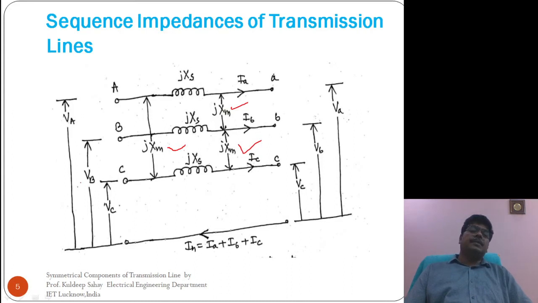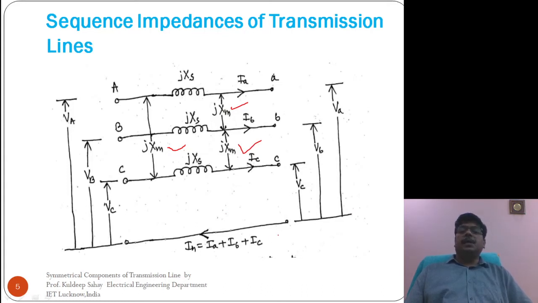At the sending end, the voltage with respect to the ground or neutral is VA for phase A, VB for phase B, VC for phase C. While at the receiving end, it is small va, small vb, and small vc for phases A, B, and C. While this return path is far away, so that mutual inductance is not affected. So there is no mutual inductance between these lines and this neutral.